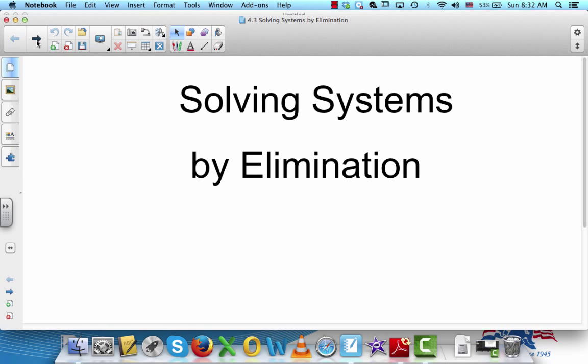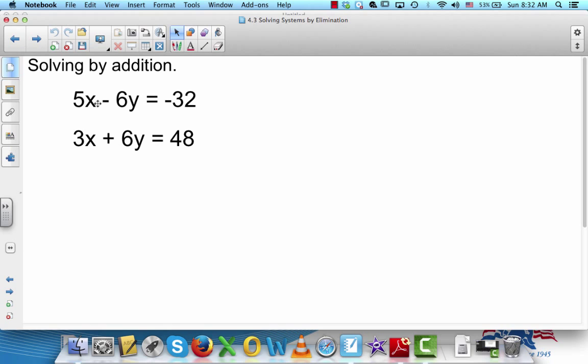So let's begin. The first one we look at, we've got these two equations, 5x minus 6y equals negative 32, and 3x plus 6y equals 48. If you notice, there's a negative 6y in the first one here, and a positive 6y in the second one. So what you can do is eliminate the y's, because if we add these two equations together, those will cancel each other out.